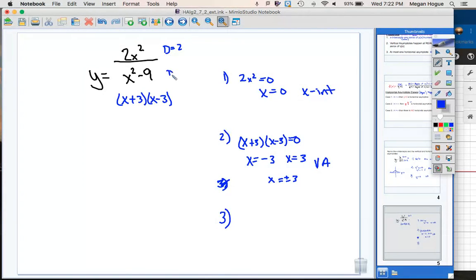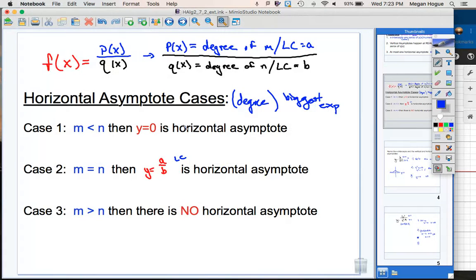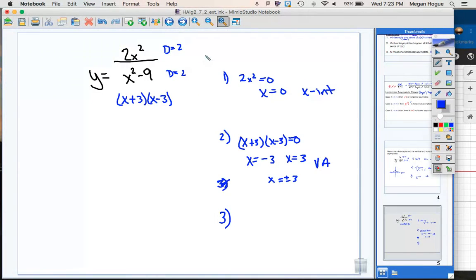The degree is 2. The degree is 2. So that means they're equal. So let's go back to those cases. When they're equal, oh, it's this one. So I also need the leading coefficient. The leading coefficient of the top is 2, of the bottom is 1. So it's 2 over 1. You always want to reduce, so the horizontal asymptote is y equals 2.